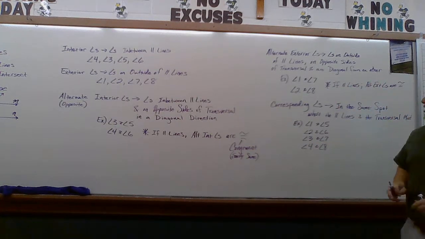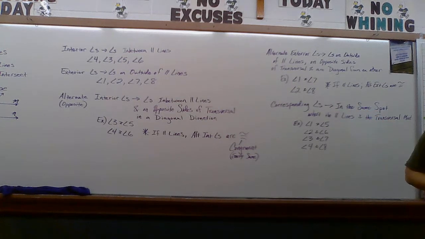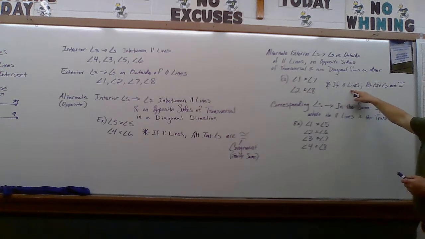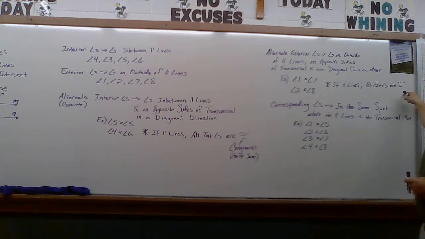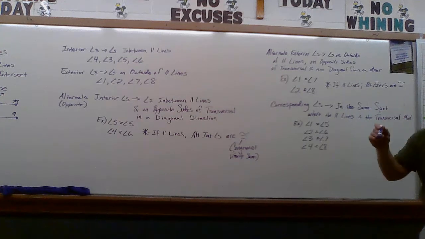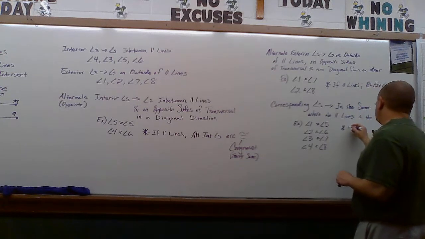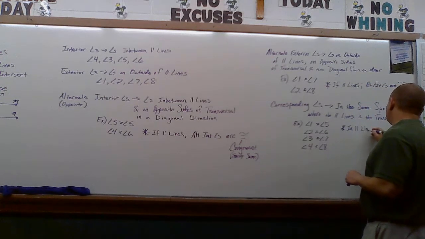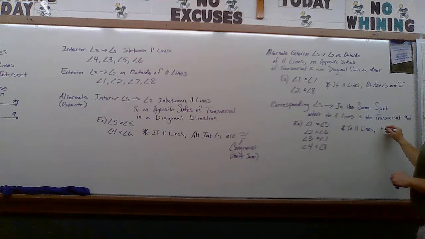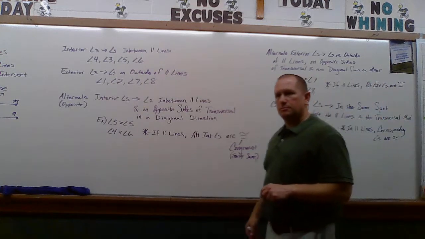Last thing, do we want to put the star on this one? Yes. If the lines are parallel, are corresponding angles congruent? What do you think? Look at them. 1 and 5. If they're in the exact same spot, they've got to be the same. So put our star down again. In parallel lines, corresponding angles are congruent.